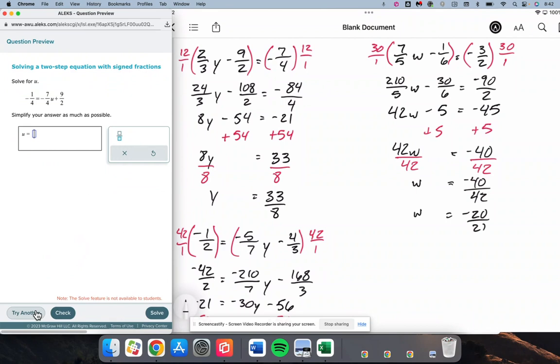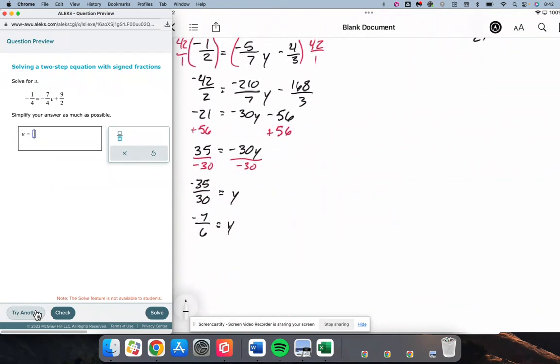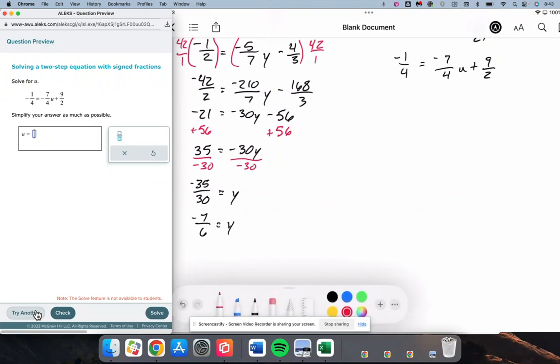And one more. We've got negative 1/4 is equal to negative 7 over 4 u plus 9 over 2. And so I see that those all go into 4. If I didn't see that they all went into 4, I could use 16 or 32 or 64 or any number that they all divide evenly into. I'm going to go ahead and use 4.